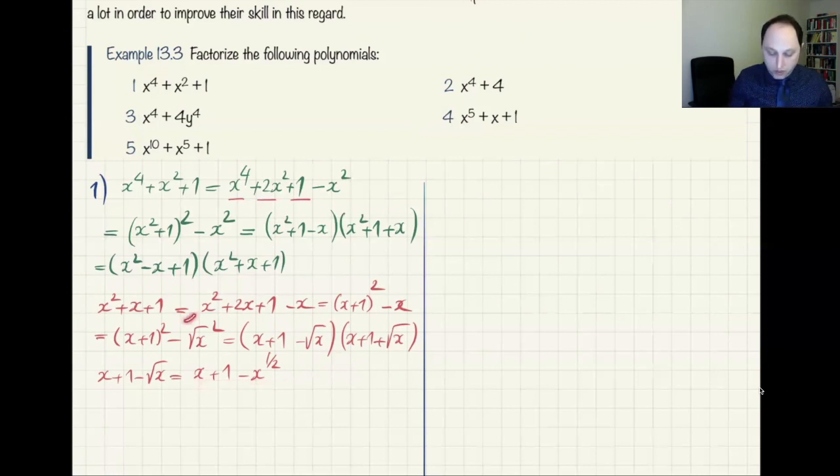So from the equality point of view, this equality is valid for non-negative values of x, but I will not consider this as a factorization.